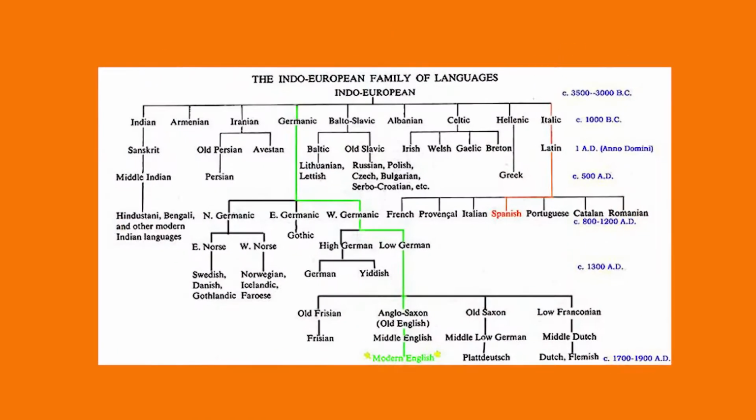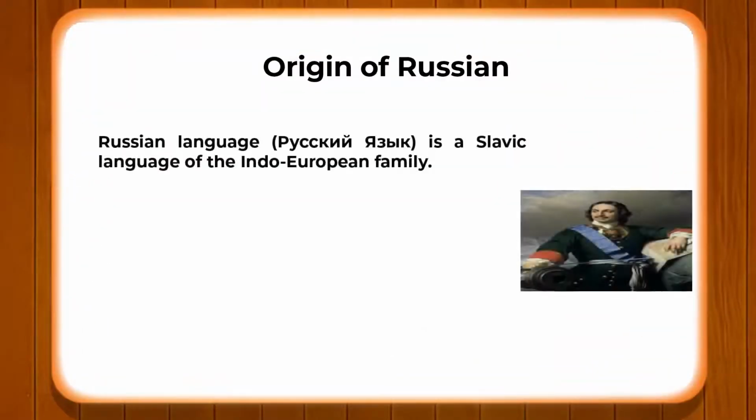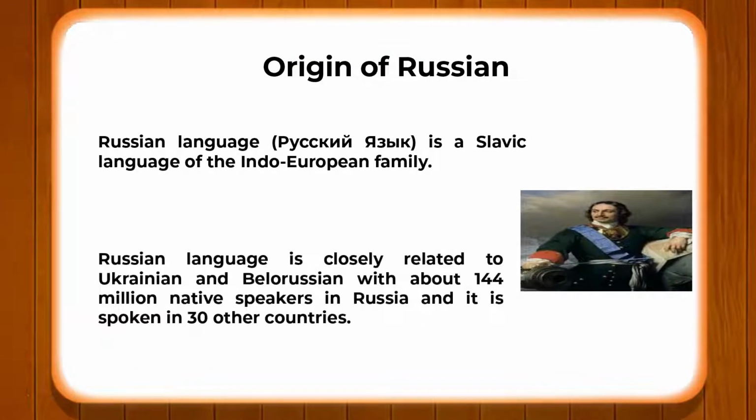But before we start learning about the Russian alphabet, we need to learn about its origin so that we have a fair idea what kind of language it is. The Russian alphabet comes from the Russian language, which is known as Russki Yazyk. The Russian language is a Slavic language of the Indo-European family, closely related to Ukrainian and Belarusian, with about 144 million native speakers in Russia, and it is spoken in around 30 other countries as well.